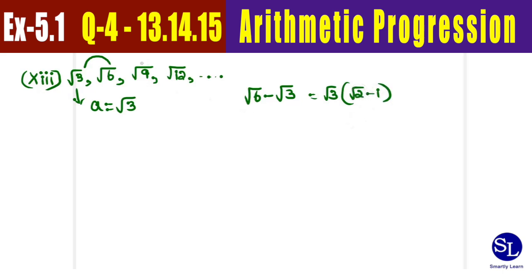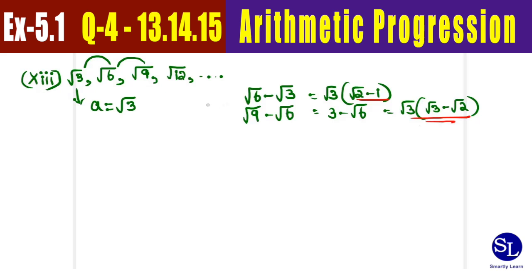Now let's check if I subtract the second term from the third term, if I get the same answer. So root 9 minus root 6, I can write this as 3 minus root 6. So if I take root 3 outside, I get root 3 into root 3 minus root 2. If you see, in the first case, the common difference was root 3 into root 2 minus 1. In this case, it is something else. So it is not an AP. Since it is not an AP, we are not going to generate the next three terms.